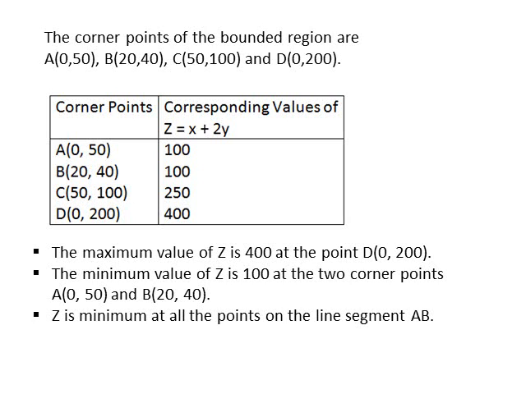Students, if two corner points of the feasible region gives the same minimum value, then every point on the line segment joining these points gives the same minimum value. So, z is minimum at all the points on the line segment AB.